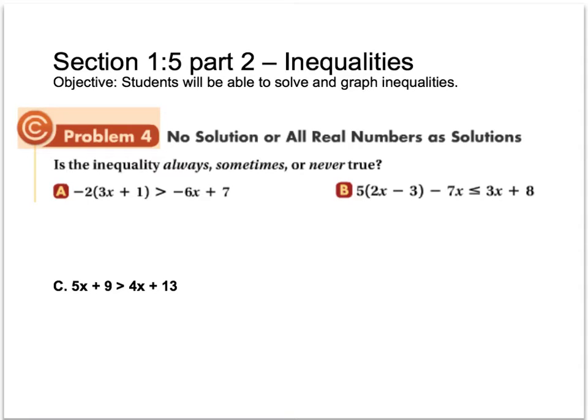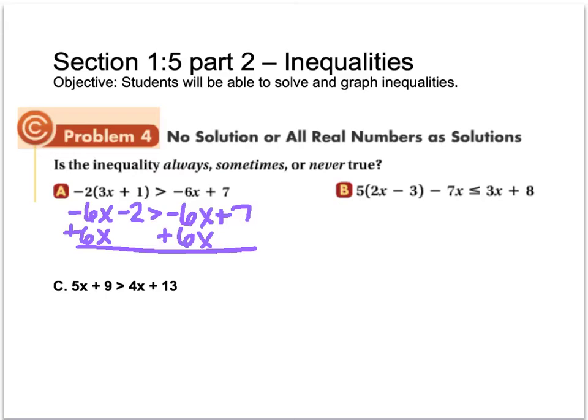Just like whenever we had our equations, we could solve those and determine whether they would always, never, or sometimes have a solution. You can do the same thing with inequalities. In problem A, you're just going to distribute. And then if possible, you want to eliminate your variable. So I'll add 6x to both sides, and when you do that, you have the inverse operations happening here. You're adding the opposite. They make 0, so you have -2 is greater than 7.